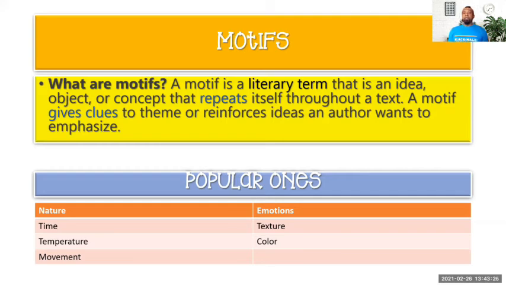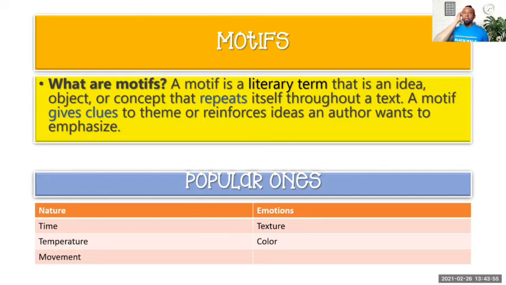If Miss Janie smiles in paragraph 6, and then she smiles again in paragraph 12, then we can say smiling or Janie smiles are motifs. Okay, so we throw that on the chart, and that's how those work. So it repeats itself throughout the text, and it gives clues to the theme. So the theme could be do not lose your happiness, because if she frowns at the end, then you know that could have been the theme.